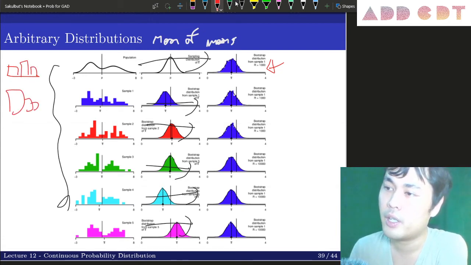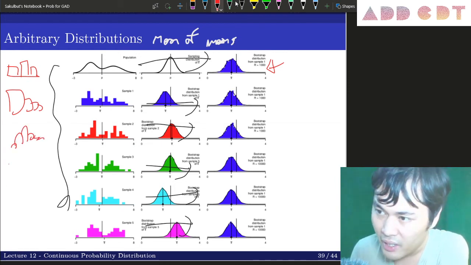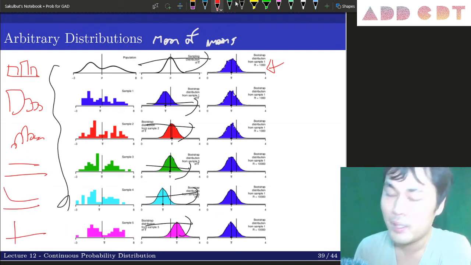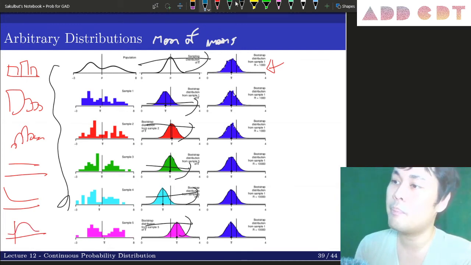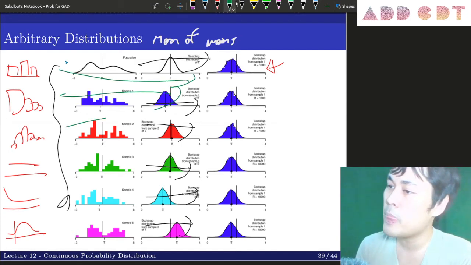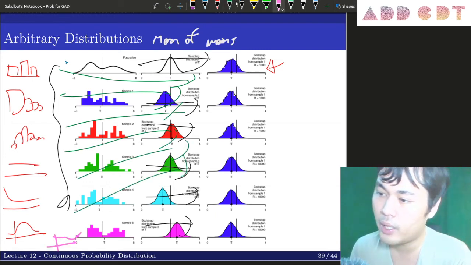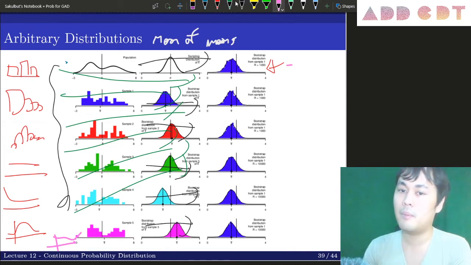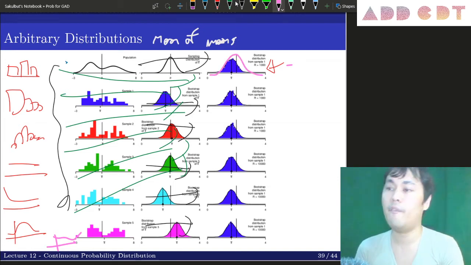You may have a geometric distribution. You may have a Poisson distribution. You may have a uniform distribution. You may have an exponential distribution. You may have whatever. You can even start with the normal distribution itself. And if you get samples and compute the mean of the means, then all these things, no matter how skewed or how weird they are, are going to be the end result. As the sample size increases, it's going to look like the nice bell shape we have.